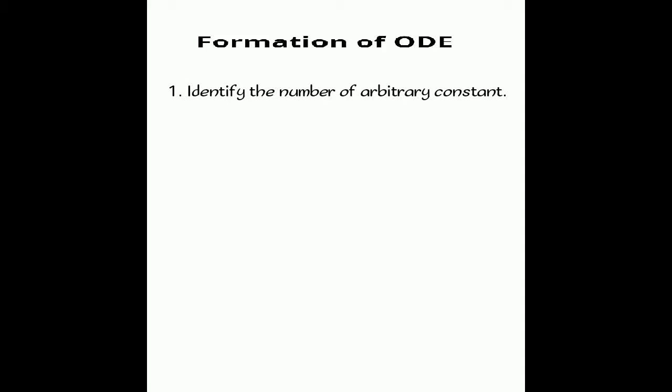Now, when we come to formation of ODE, there are four things we need to have in mind. The first is we identify the number of arbitrary constants. When I mean arbitrary constants, I mean the alphabets that make up any equation that you are being given.